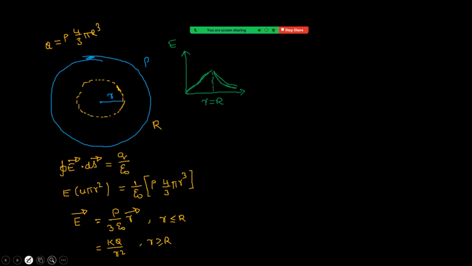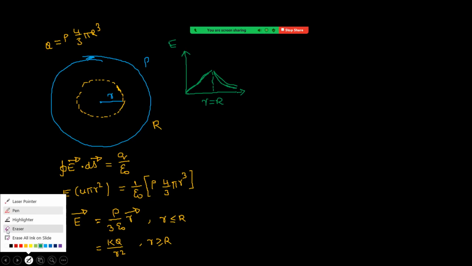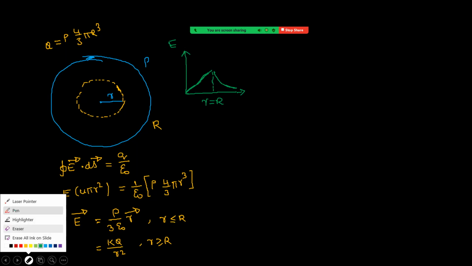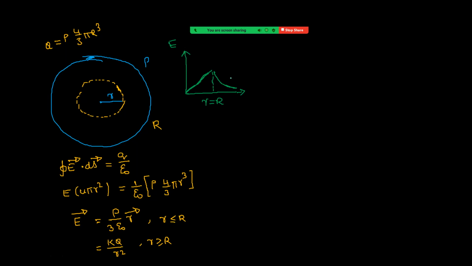So E is proportional to 1 by r square outside. That is the graph for the strength of the field as a function of distance. Let us now calculate the potential due to this sphere. See how to calculate the potential.